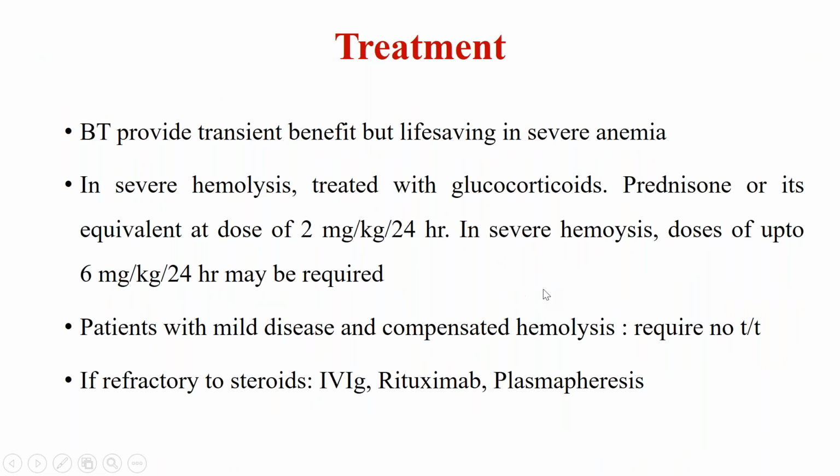So treatment of hemolytic anemia is through blood transfusions, and in autoimmune cases we require an immunomodulator, steroids, at the rate of 2 mg per kg per day. We can go up to higher doses also, and we give them for 2 to 3 weeks and then slowly taper. But there are children who do not respond to steroids, and we might need to give them IVIG, plasmapheresis, or rituximab.